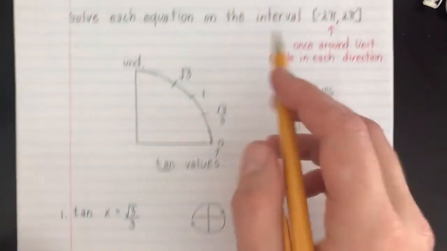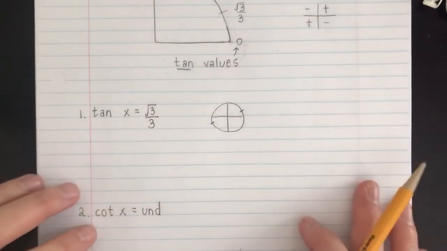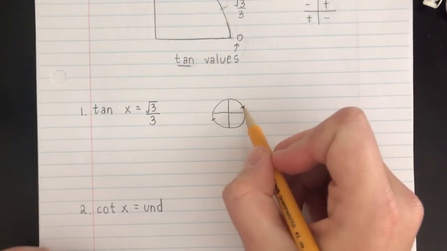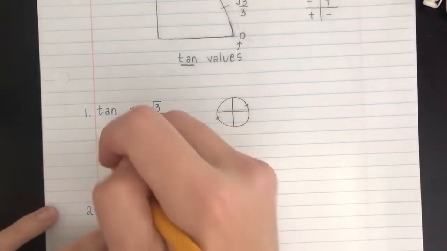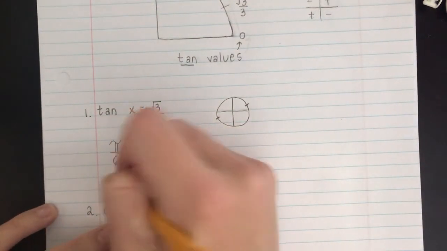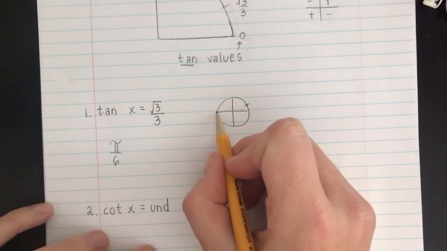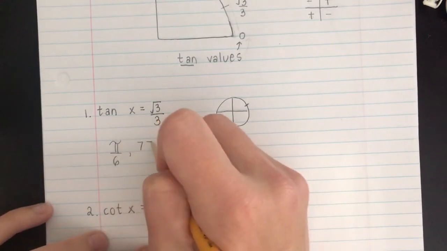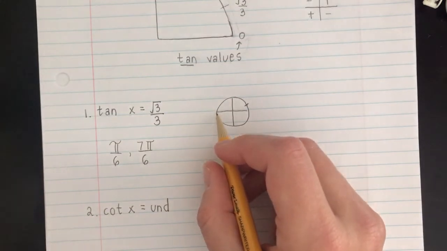So you have to think, since we're on the interval negative 2 pi to 2 pi, you have to think about the unit circle in the positive direction as well as the negative direction. So in the positive direction, what angle is this? In the positive direction, that angle is pi over 6. And this is, remember, pi, so that's 6 pi over 6. So this would be 7 pi over 6. It's just one more than a full pi, one more sixth than a full pi.